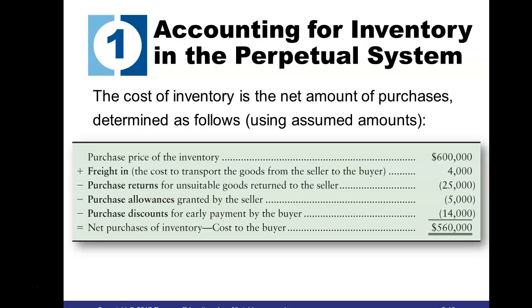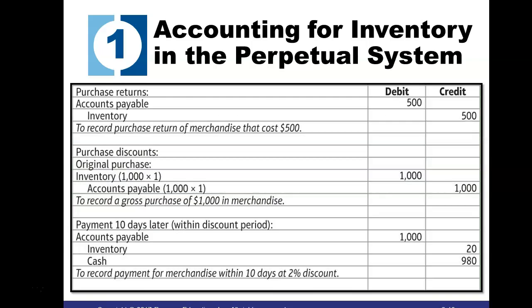And that's kind of important, because what if you're asked, what is the net purchases, and you're given a whole lot of data? You need to know what information you need to include, and what information is not particularly relevant to the answer to the question. And this is a good example of how to calculate that. And here are these journal entries.